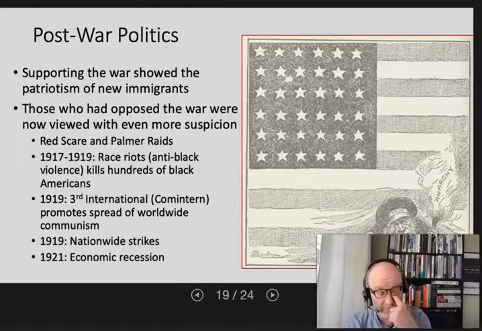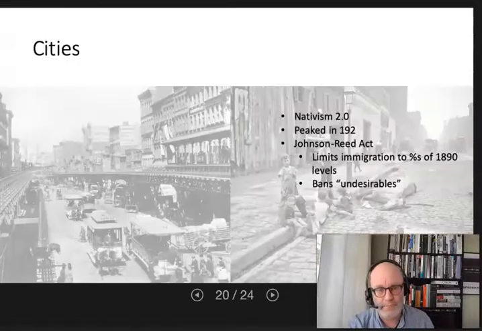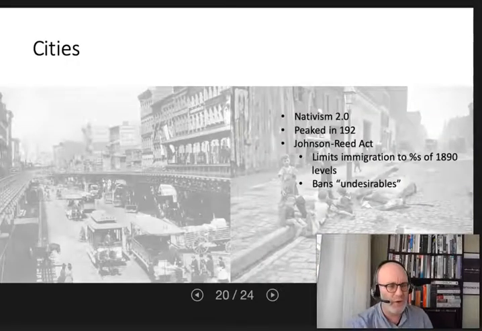Economic recession puts a kibosh on a lot of this organizing because it's no longer a demand for higher wages. It's just people out of work who want a job. Nativism 2.0, the peak of nativism.